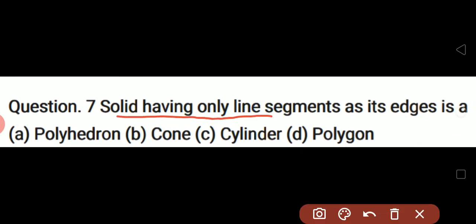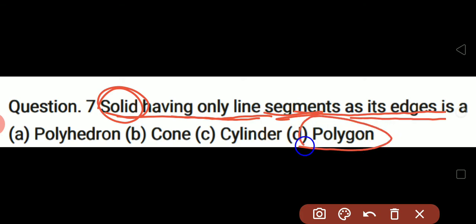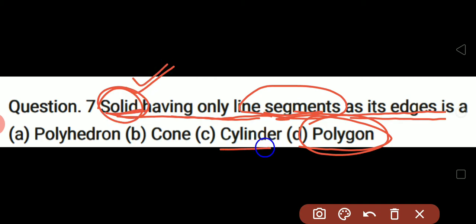Solid having only line segments as its edges is a... okay, any solid we are asked here. A polygon is a figure that is made up of straight line segments only, but here we are not asked for any figure, we are asked for a solid, right? So let me check here. A cylinder is not made up of straight lines. A cone is not made up of straight lines, okay.